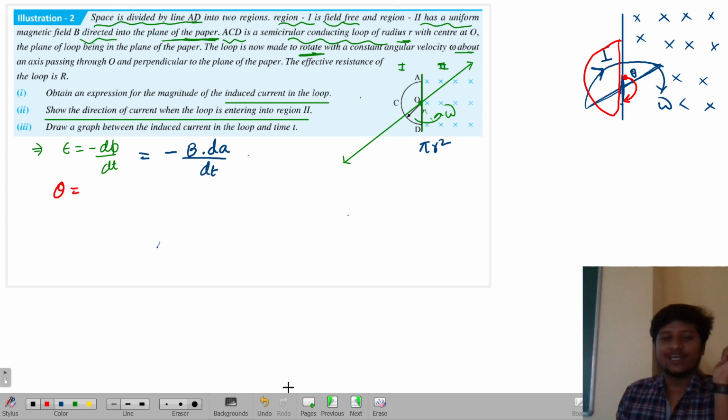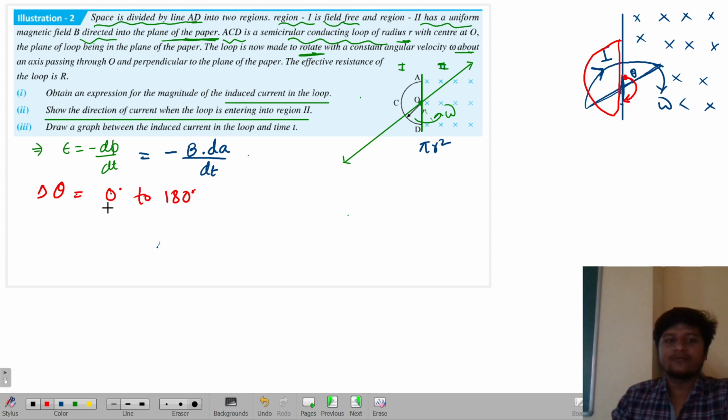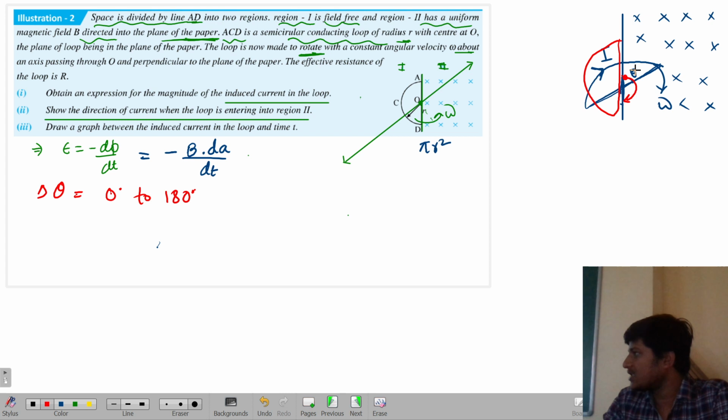Okay, so now look over here. The change of theta is from where to where? From 0 degrees to 180 degrees. Yes or no? Theta changes from 0 degrees to 180 degrees, and from 0 degrees the EMF starts to get developed.